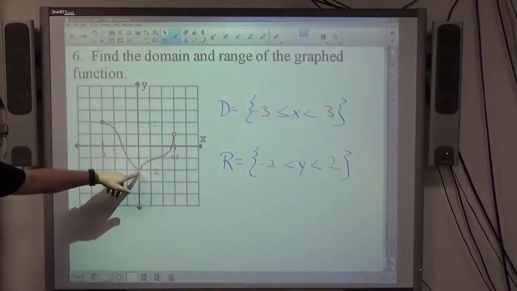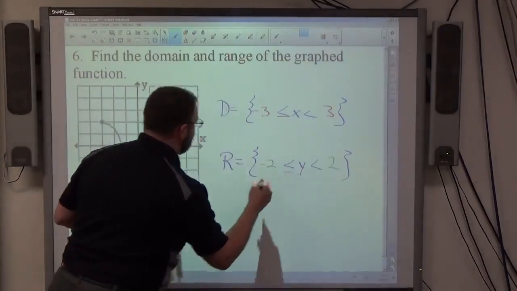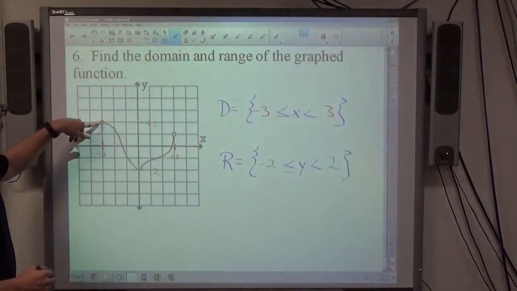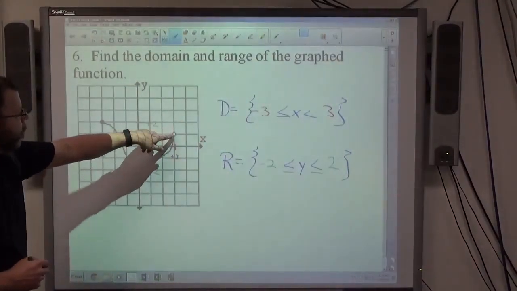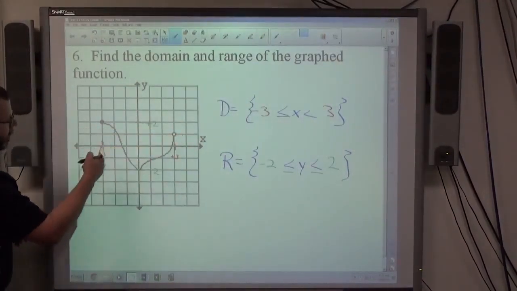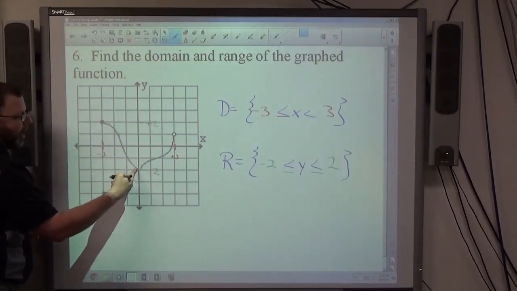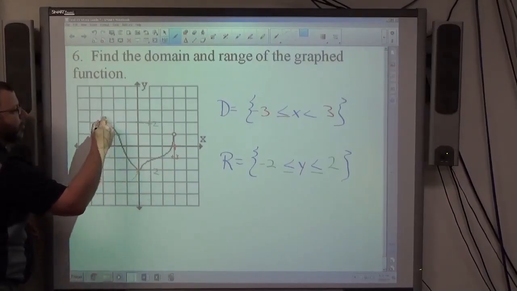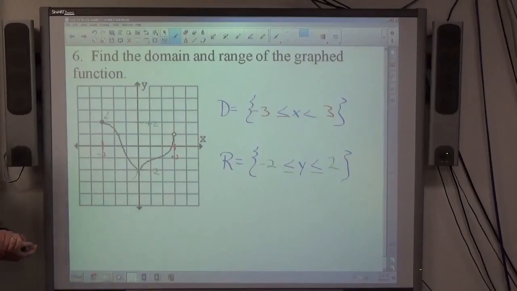At the bottom of the graph there is a closed circle, so there's an equals to. At the top of the graph there's a closed circle, so that's also an equals to. Even though there's a hole at 1, there's not a hole at 1 right here, so every value between negative 2 and 2 has been taken in. Closed circle here equals, closed circle there equals. So you don't worry about the between, just worry about the endpoints. And that's it. That's what the domain and range should look like.